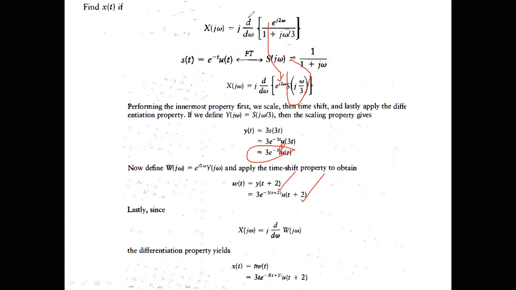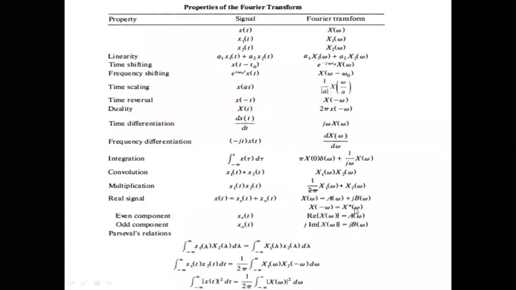Now the third thing, differentiation in the frequency domain. So what is that property? Shall we go and see? Differentiation in the frequency domain should lead us to here. Yes. Differentiation in the frequency. Observe the missing j there. So here is the differentiation in the frequency domain. It results in multiplication by t in the time domain along with the j.